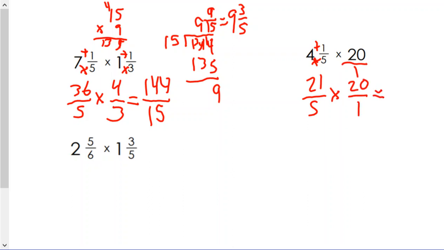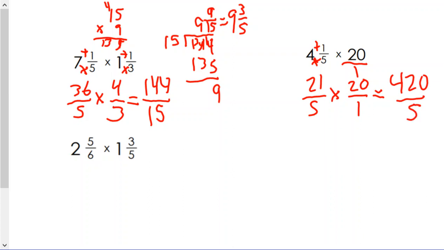And then we can multiply straight across. 21 times 20 will give us, let's see, 20 times 20 is 400, and then 20 times 1 is 20, so that will give us 420 over 5.